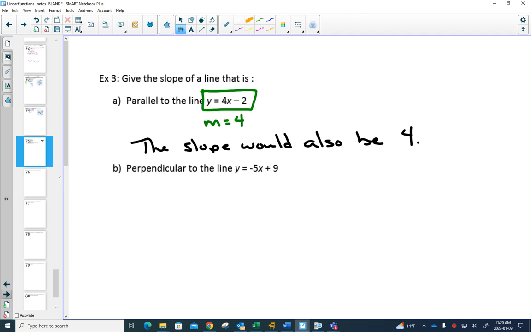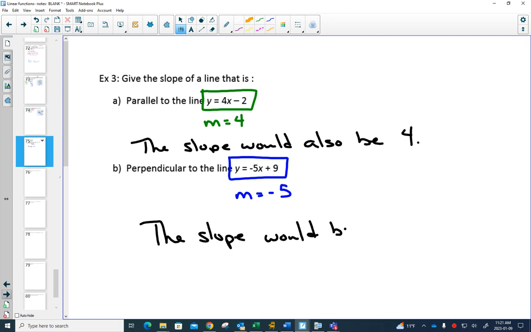In the second one, call this line the blue line, because it makes sense that the slope of this line is -5. The perpendicular line isn't going to be the same. It's going to be the negative reciprocal. So can you see that the slope of the blue line is negative? So our slope is going to be positive.